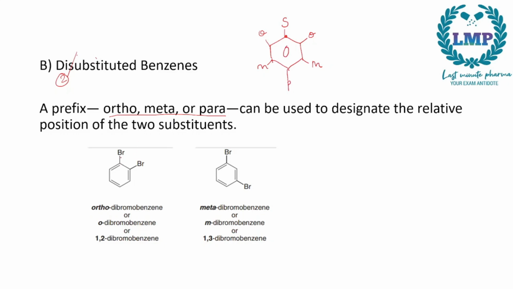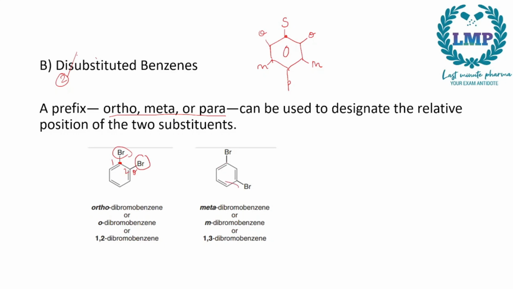Now, according to this, we will consider one of them to be the substituent group. If we consider this bromine to be the substituent group, this other bromine will be in the ortho position. So we can name this group as ortho. Since there are 2 bromines, we will call it ortho dibromobenzene. Or we can give it numbers 1, 2. So we will have 1,2-dibromobenzene.